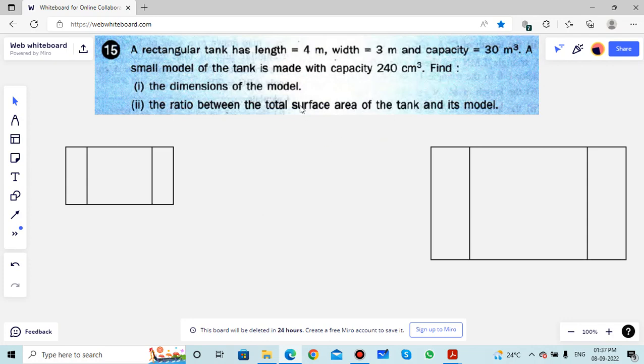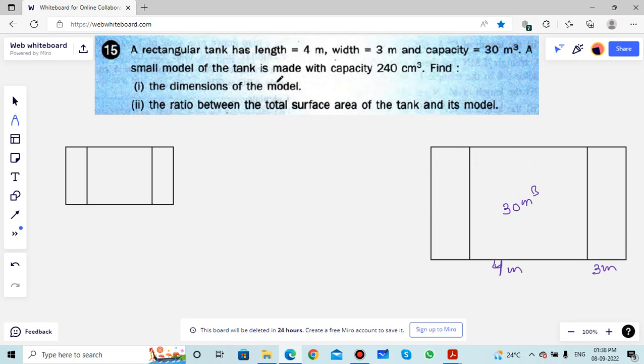A regular tank has a length 4 meter into 3 meter. So this is the regular tank which has a length 4 meter and width is 3 meter, and the capacity is 30 meter cube. So capacity is 30 meter cube. So they have given the volume here.